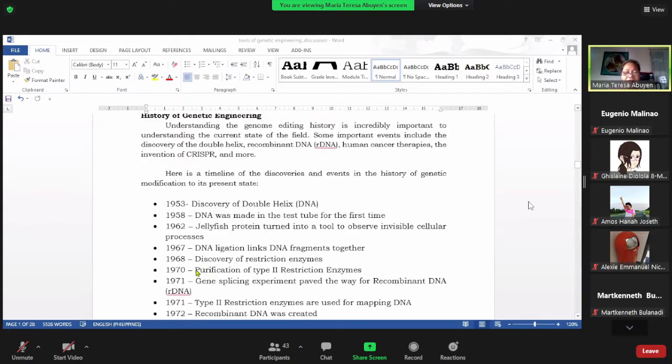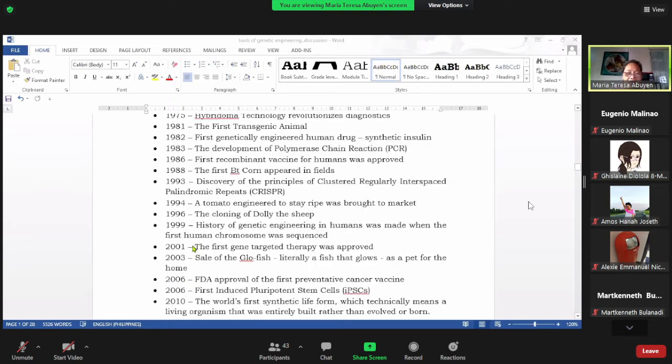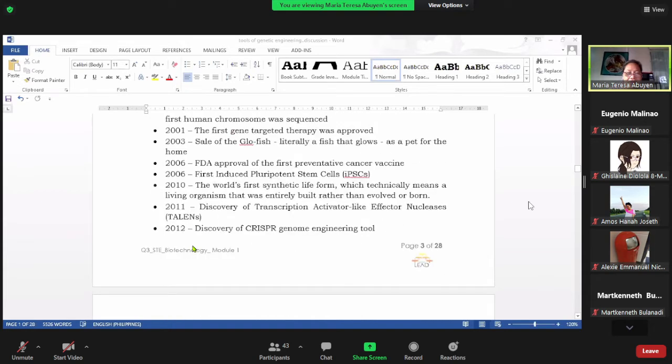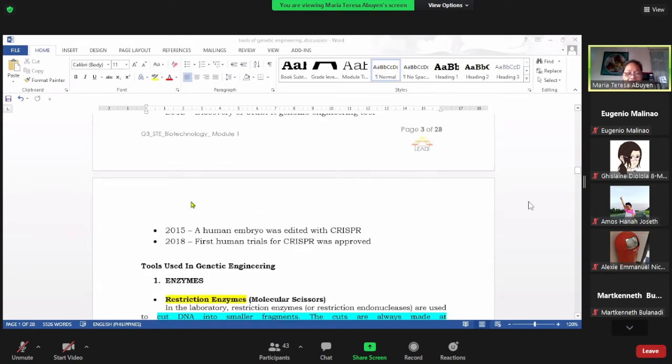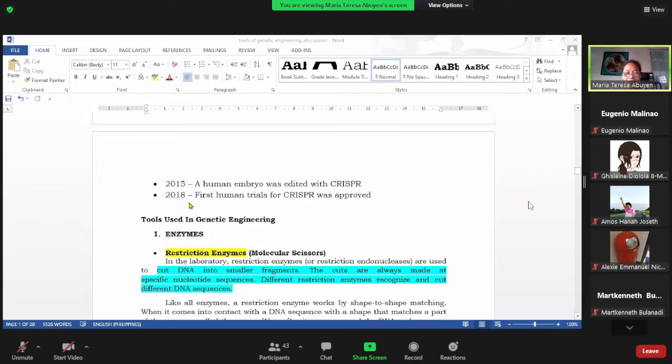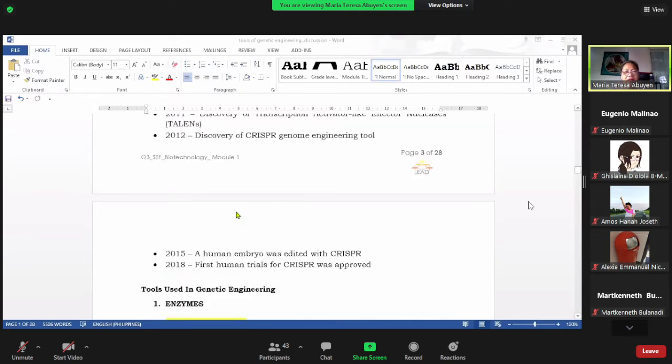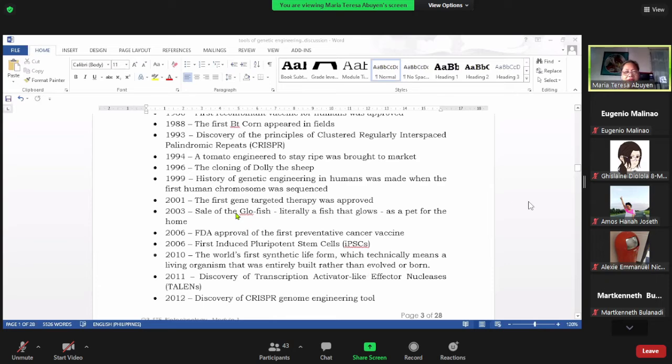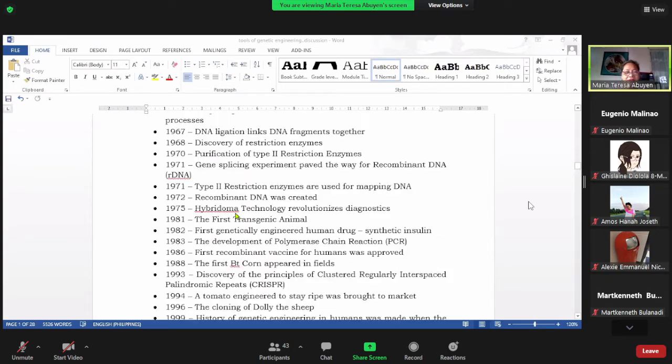Okay, so from 1953 and even up to now, the genetic engineering that we have at present is far more advanced than the discoveries in the 20th century, the 1900s. Okay?